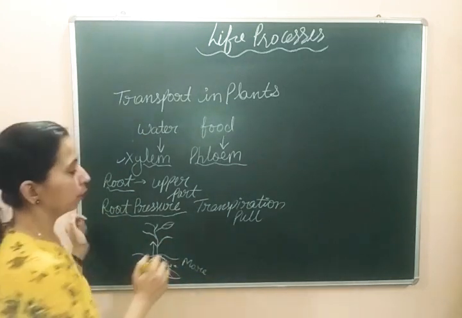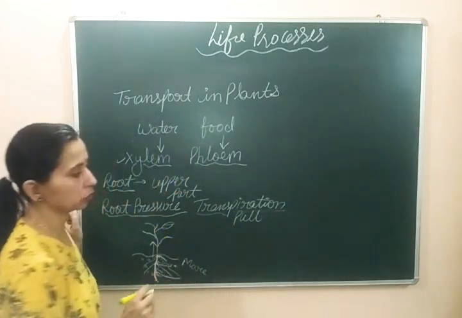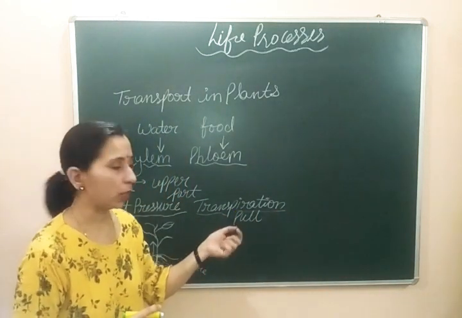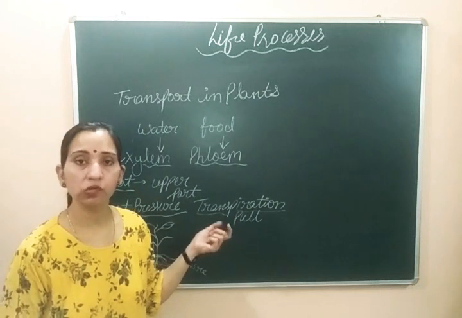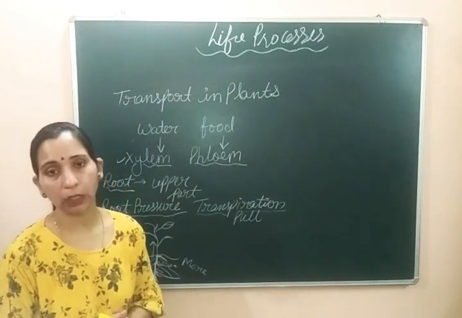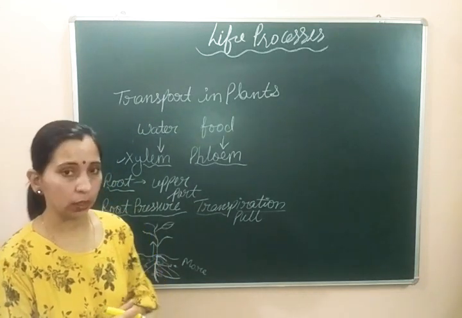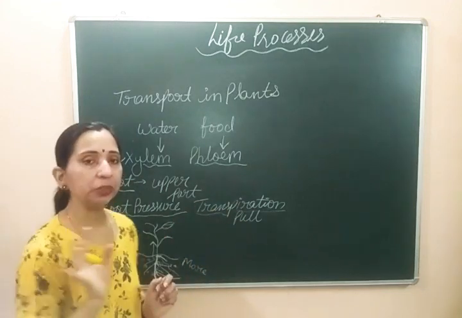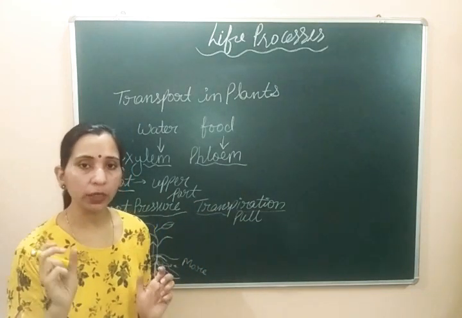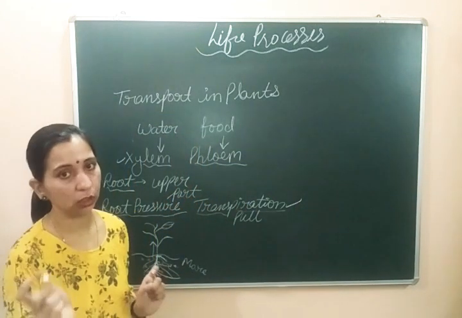For this purpose, in the tall plants, the water is transported through another mechanism, that is transpiration pull. In those plants, a mechanism called transpiration pull helps with the transportation of water. So before starting with transpiration pull, we need to understand what transpiration is. You should first know what transpiration is.